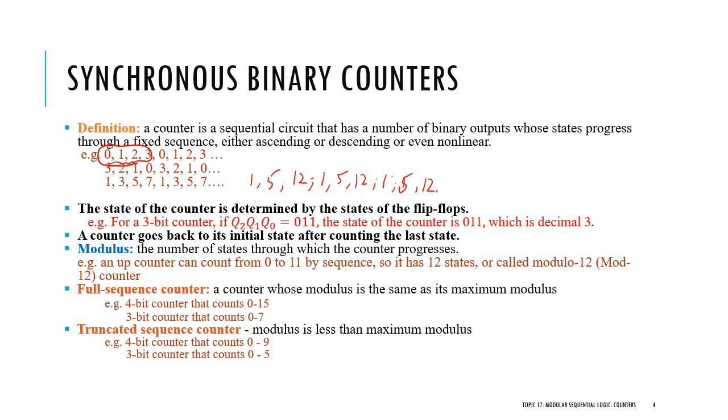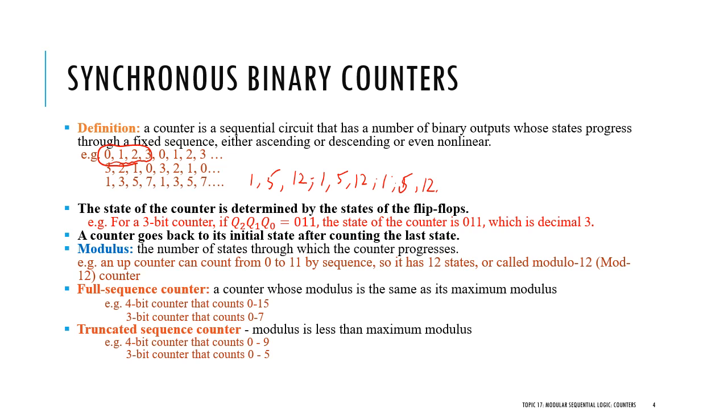And also, the number of states for the counter is related to the number of flip-flops. So for the 3-bit counter, it basically tells you that we need 3 flip-flops doing the counting. And for each state, the state value is determined by the states of the flip-flops. Like in this 3-bit counter, Q2, Q1, Q0 equal to 0, 1, 1. Then we say the state of the counter is 0, 0, 1, 1, which corresponds to decimal 3.